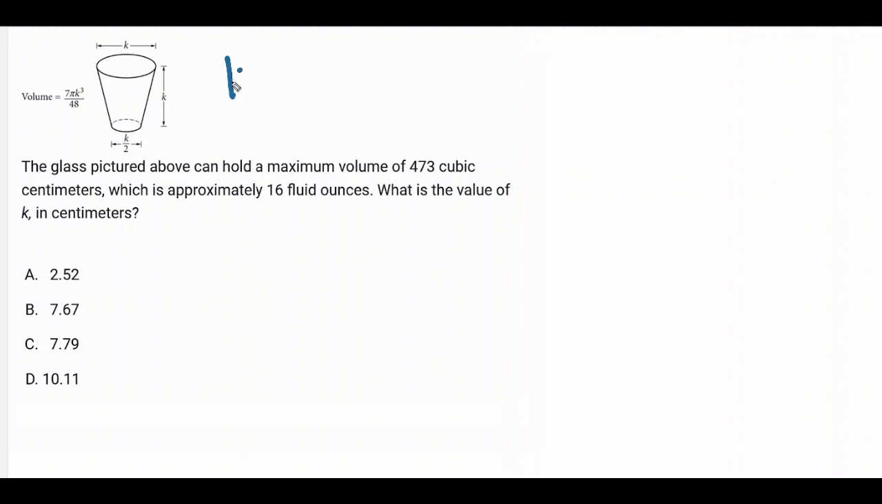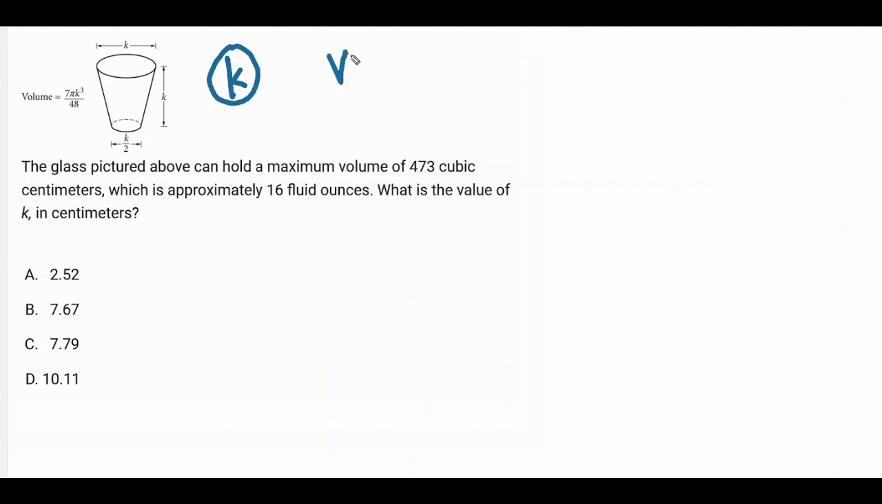So write down what you're looking for. Circle it. In centimeters. Since it's in centimeters, do you think that you should be dealing with 473 cubic centimeters, or do you think you should be dealing with 16 fluid ounces? Obviously, the answer is you should be dealing with the 473. This picture does not matter.